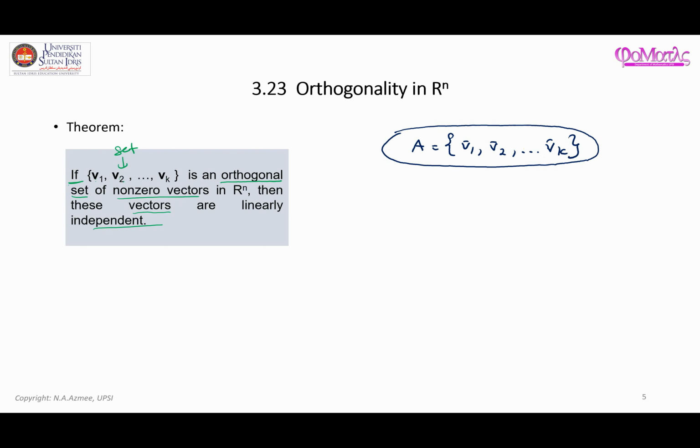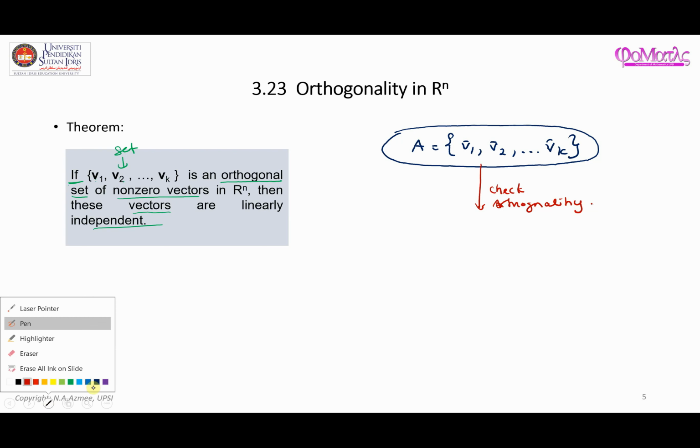We have a set of vectors, which is A, and we need to ask ourselves, or to check: is A orthogonal? So check for orthogonality. How do you check for orthogonality? Remember, to check for orthogonality, that means you are checking that all the possible combinations of two vectors here will be 0. So that is the idea of checking orthogonality.